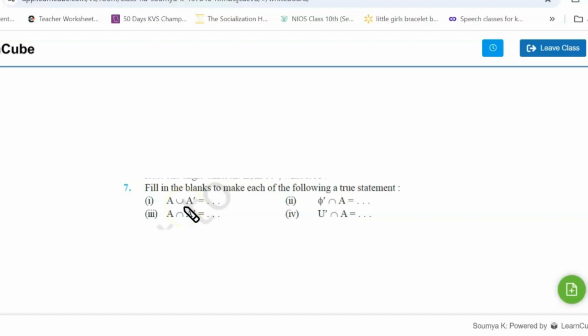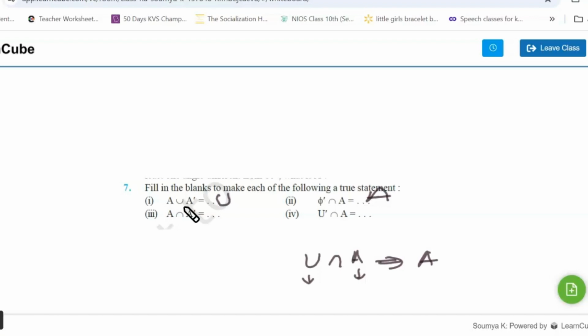Fill in the blanks to make each of the following a true statement. A union A complement will make the universal set. Okay, the combination of both. Second one is phi complement, that means your universal set, intersection A, what will it give? It will be the A set only. Phi complement is the universal set, intersection with your A set. A has some elements and the universal set also has the elements of A. So which will be common? The elements of A. That's why A is the result.